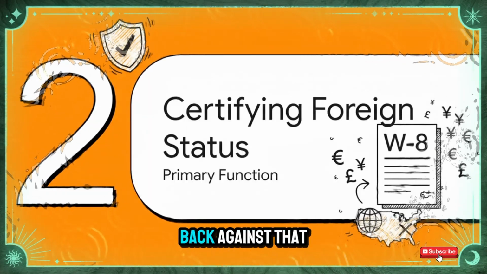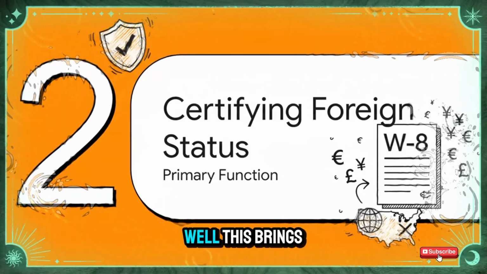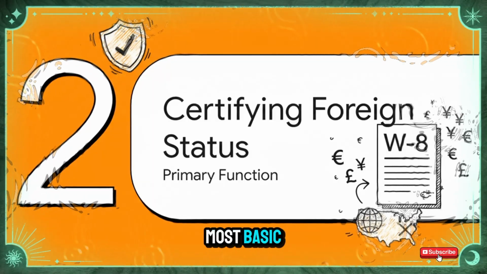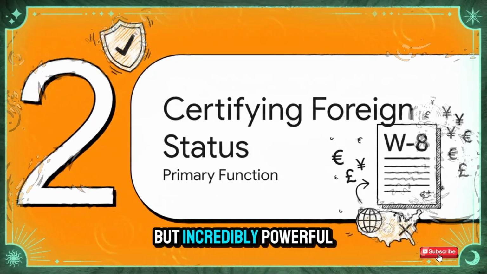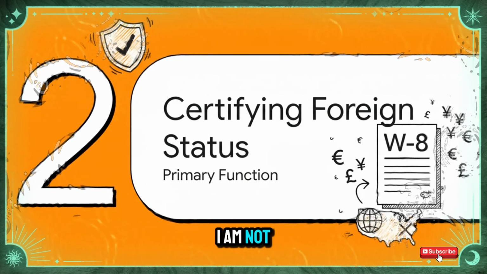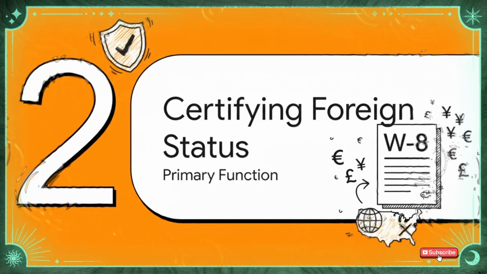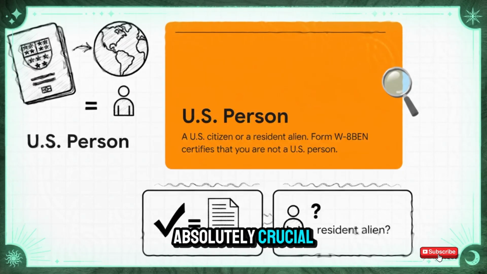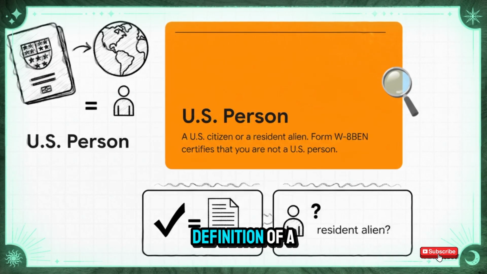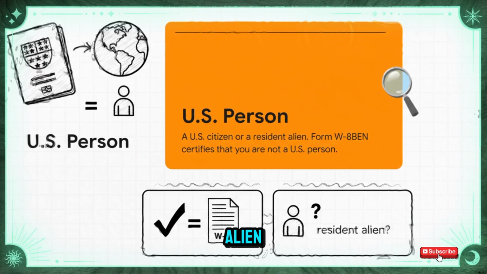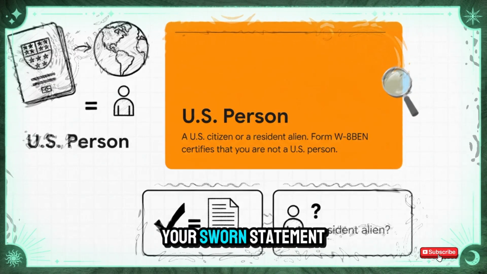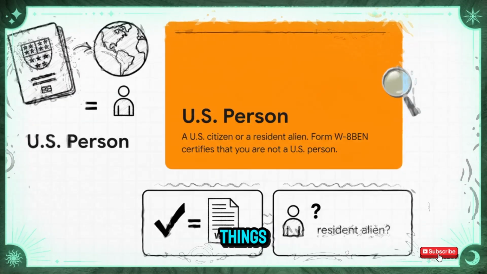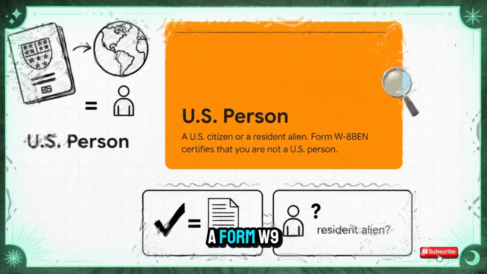Okay, so how do you fight back against that 30% default? Well, this brings us to the form's first and most basic function. Think of it as the first key you use. It's a simple but incredibly powerful declaration. I am not a US person for tax purposes. Now, this is absolutely crucial. The system has a very specific definition of a US person. It's a US citizen or what's called a resident alien. The W-8BEN's entire job, its core purpose, is to be your sworn statement saying you are neither of those things. If you are one of those, you'd be using a Form W-9.